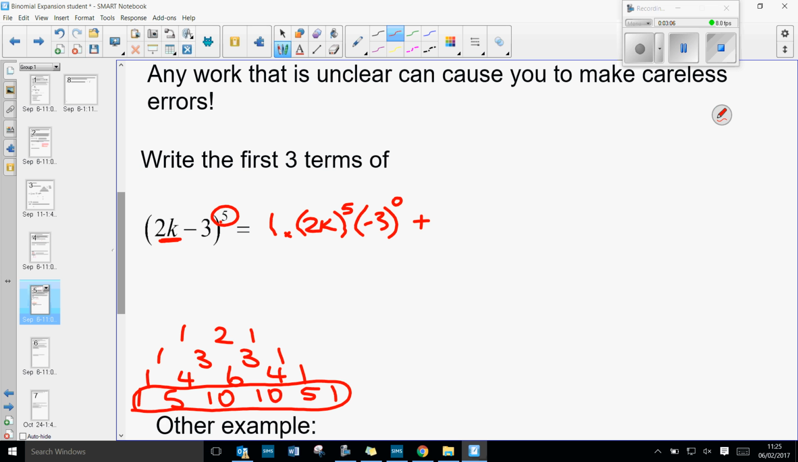So we've got our coefficient. Now we know that this number here is a 5. And then what's going to happen to the 2k term? It's now to the power 4. And negative 3 is now to the power 1. Remember, what did I say about these powers here? One goes up, one goes down, but what's special about those numbers in particular? 5 and 0, 4 and 1, they always add to give that 5.